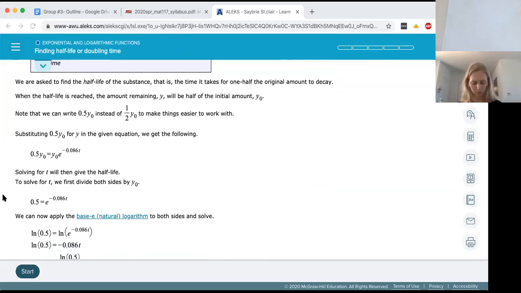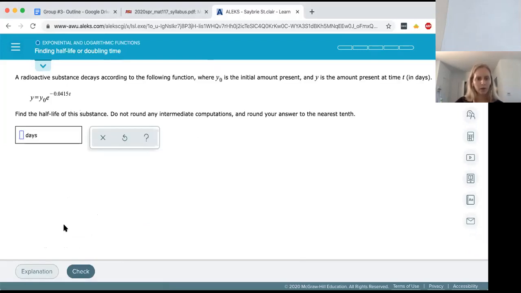All right, I want to give it a try? Yeah. Okay, a radioactive substance. It's recorded. Okay, so it decays, so it's negative. y is y0, t in days, half life. So we're going to put 0.5 for that y there.